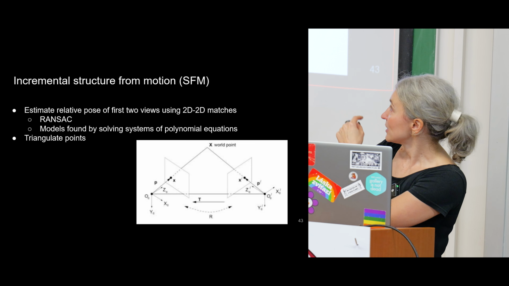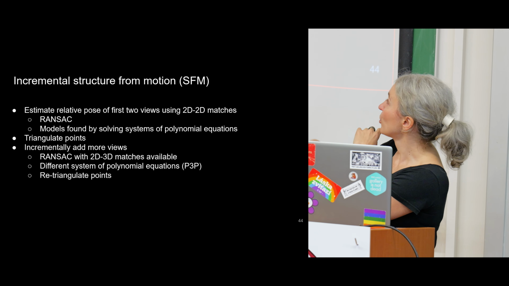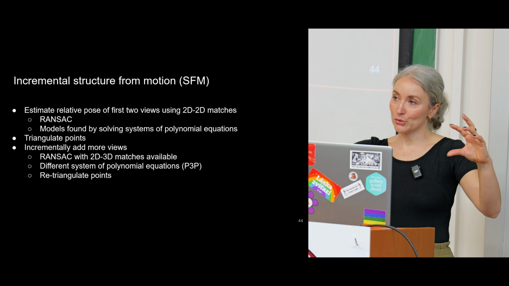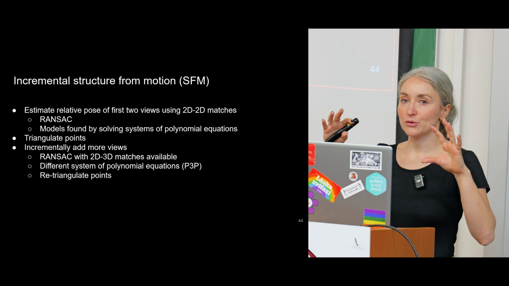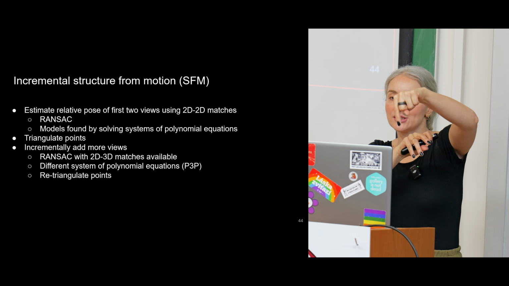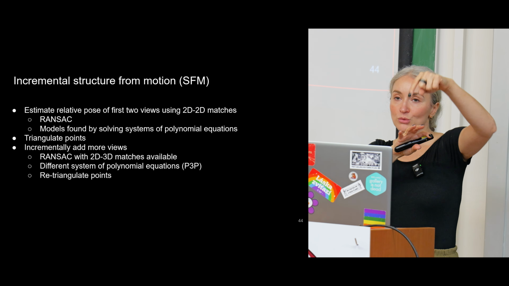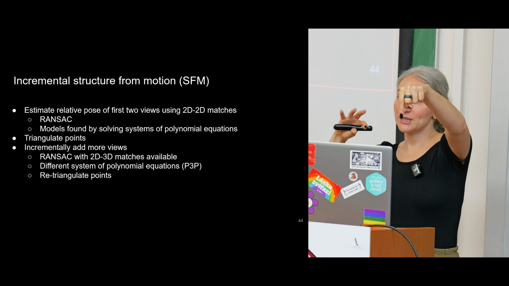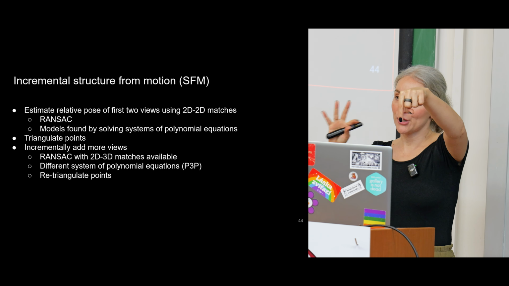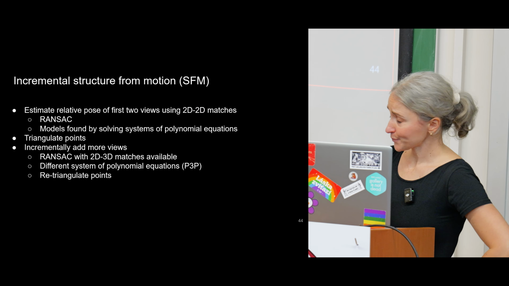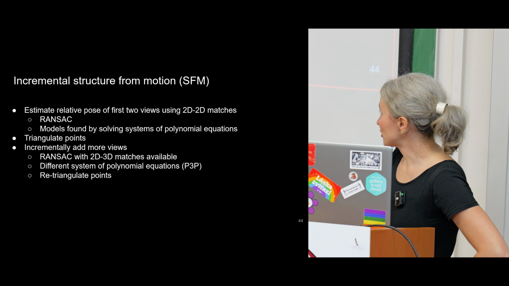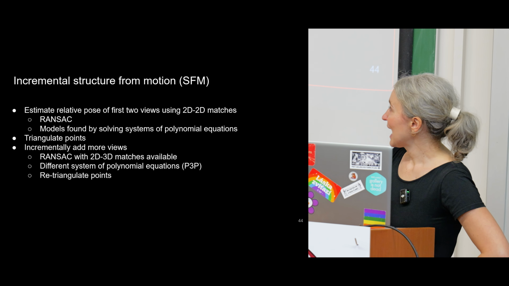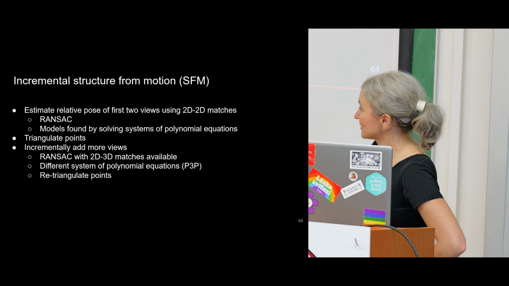And then it's incremental structure from motion, so we incrementally add more cameras. So we have 2, we have estimated this relative pose, we will add another camera, and now what we have is already triangulated points from the first step. So now we don't have 2D anymore, but we have 3D points with 2D projections in the next camera we added. So in this case, we can solve another system of polynomial equations. In this case, it is the P3P problem, and we can do it as well with RANSAC this time.